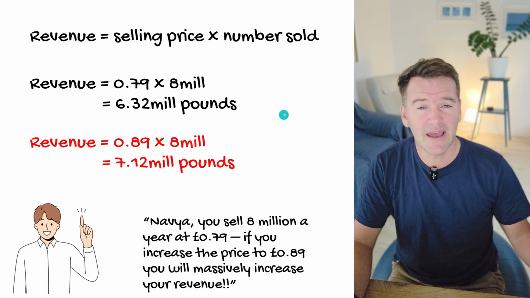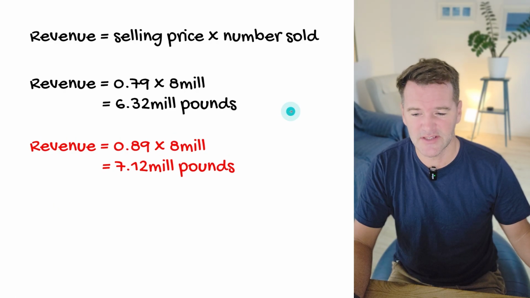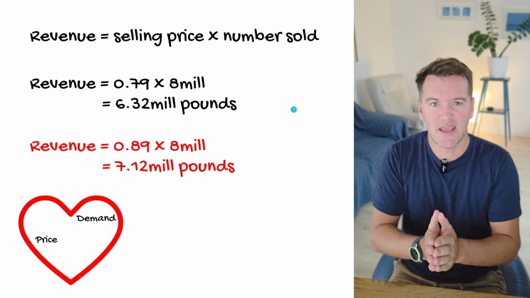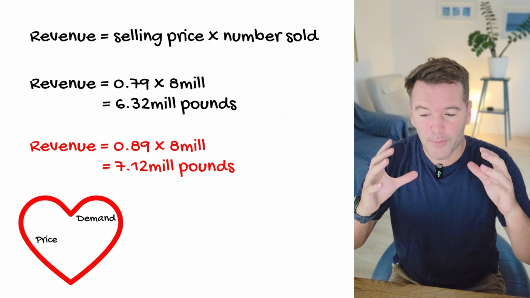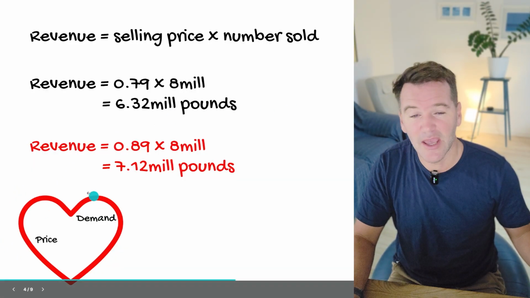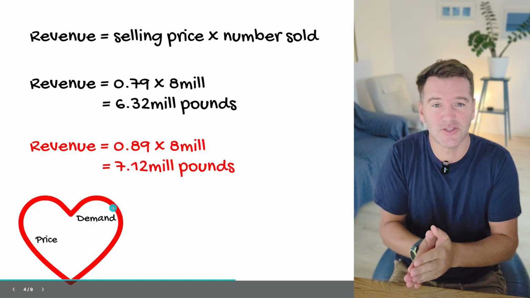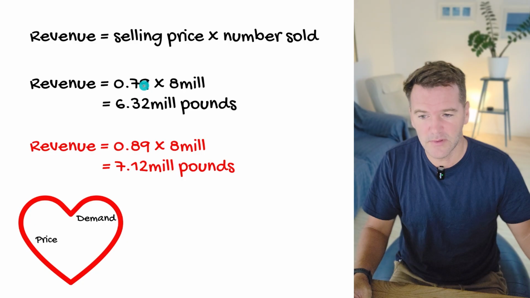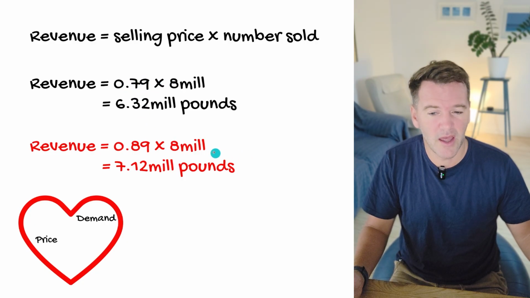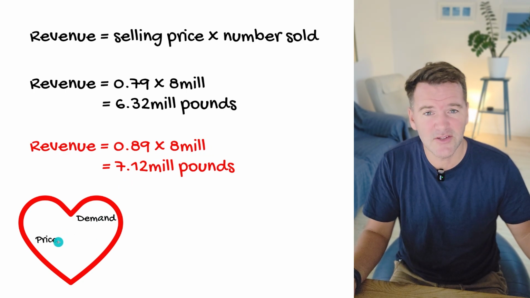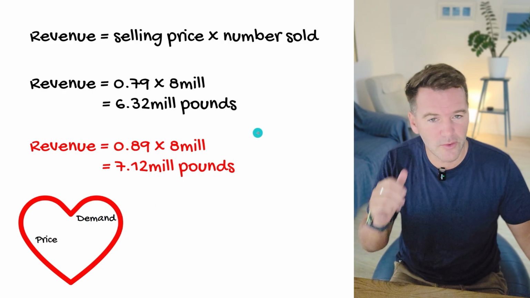Oh, Navia's not quite so enthusiastic. She says, Pablo, you've got confused. You see, you've made a presumption. Price and demand are in a relationship. I've put it in a silly heart there. There is a relationship between price and demand. You foolishly have presumed that I can increase the selling price and the demand won't change. But they will. There is a relationship. If you change the selling price, the demand will also change.